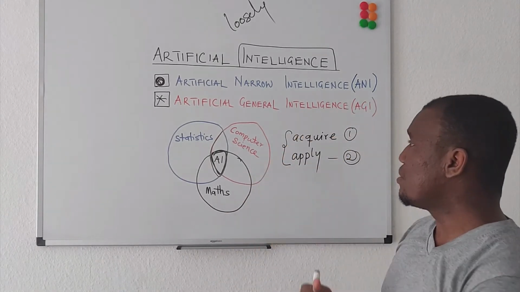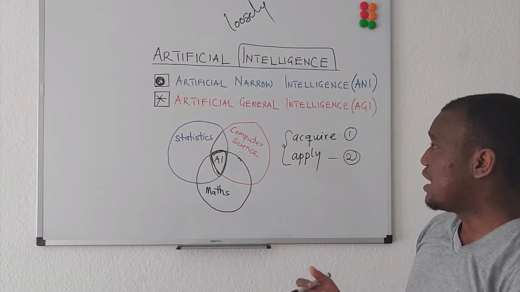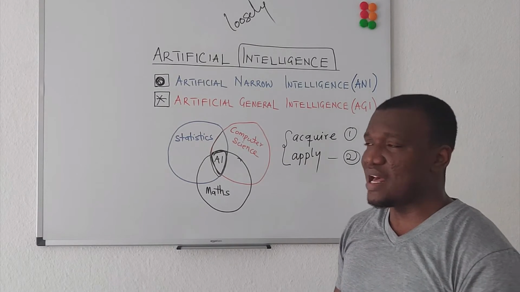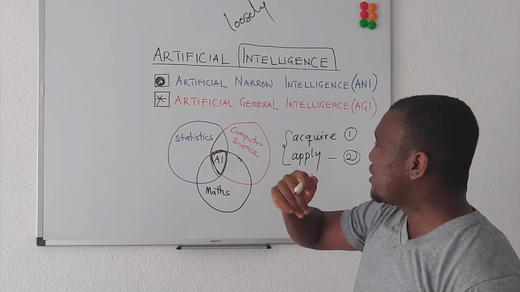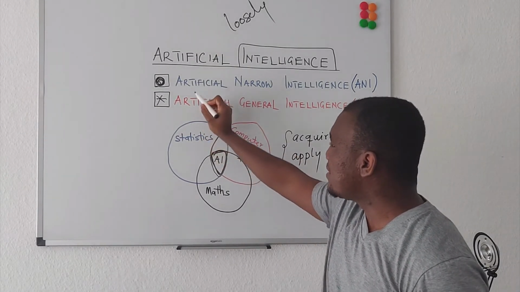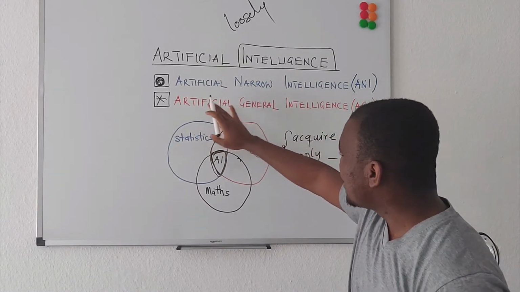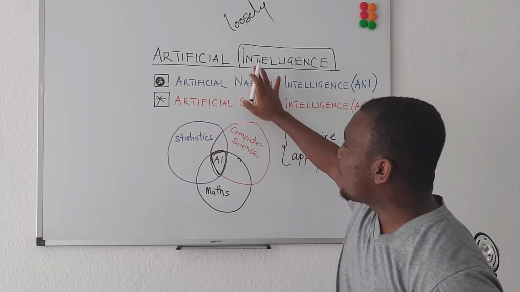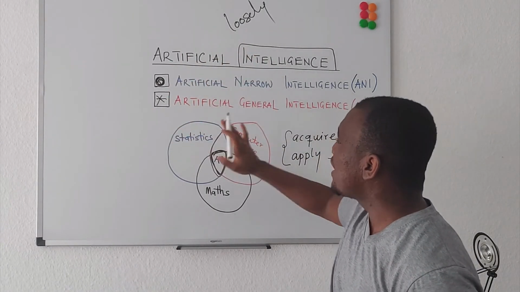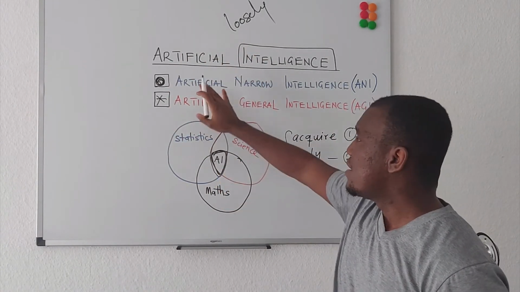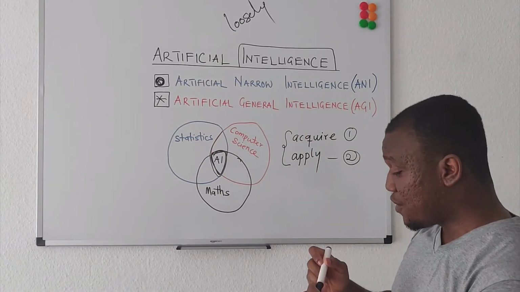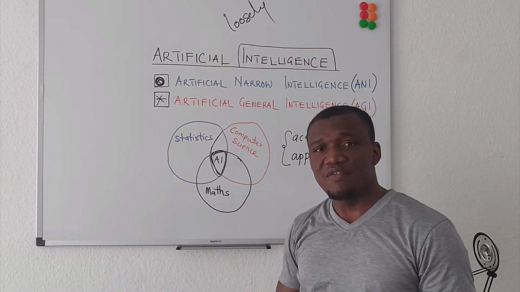So as somebody who is interested in artificial intelligence, and I mean the practical aspect of it, I think it is important for you to always make the distinction that there's a difference between artificial narrow intelligence and artificial general intelligence. And all the hype, all the breakthroughs, all the achievements in AI so far is centered around artificial narrow intelligence.